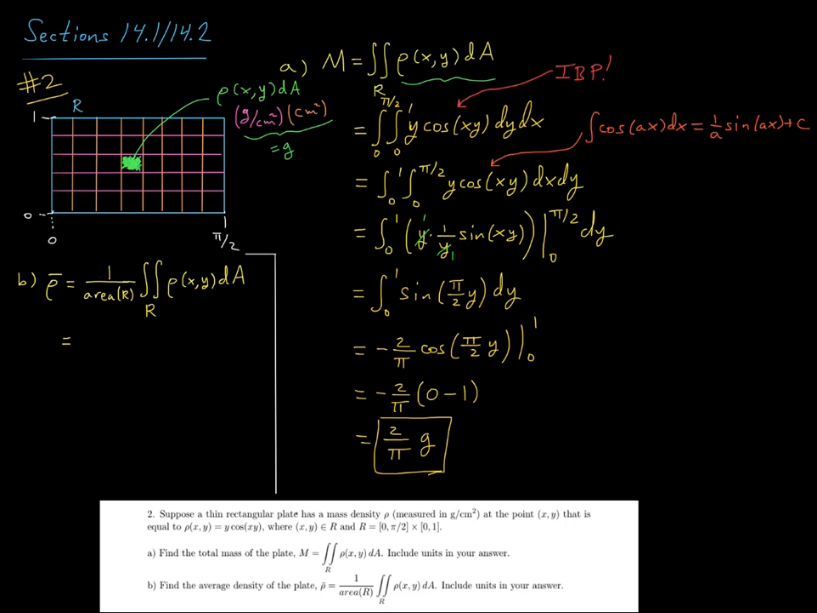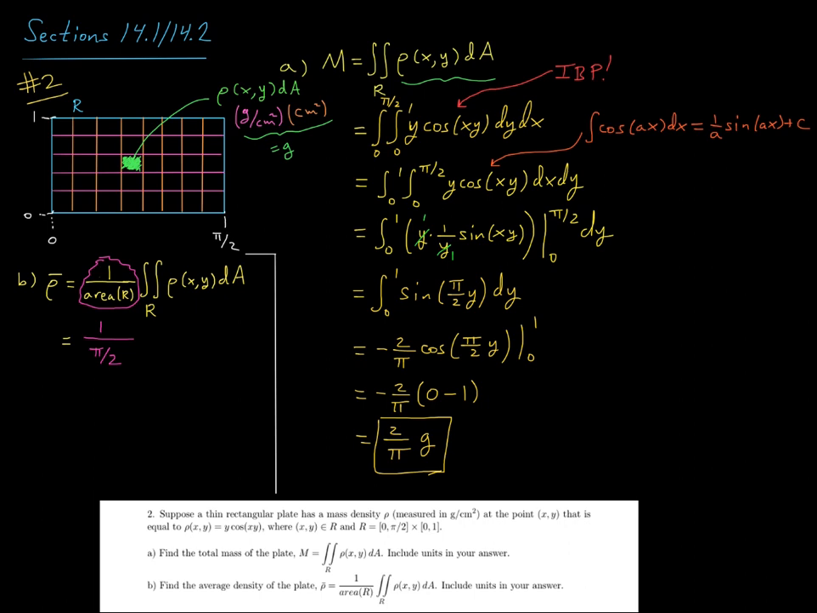And then for B, this is asking us to find the average density of our plate. We call that rho bar. And as we saw in the last video, we just take that double integral and divide it by the area of our region, which in this case is just a rectangle. So over here, I'm going to say this is going to be 1 over the area of this rectangle, which would just be pi over 2 times 1, so just pi over 2.